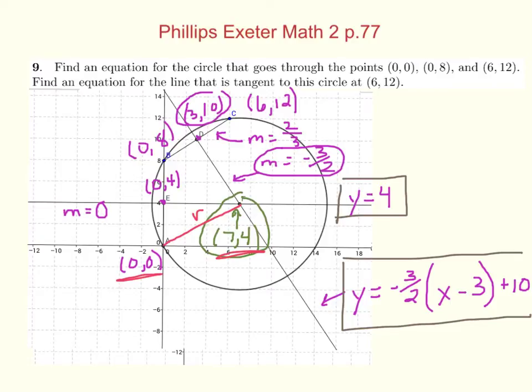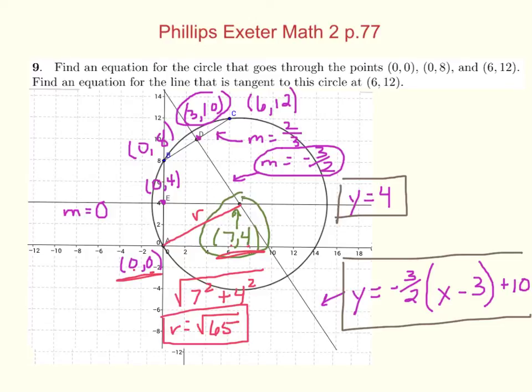So it's just distance formula, right? So if we go square root of the distance between 0 and 7 is 7, so 7 squared, plus the distance between 0 and 4 is 4 squared. And we can do a little simplification there and get square root 65 as our radius. So now we have our radius. We have our center.